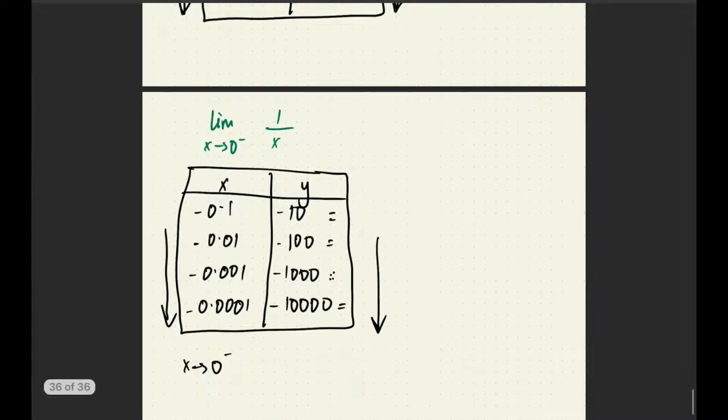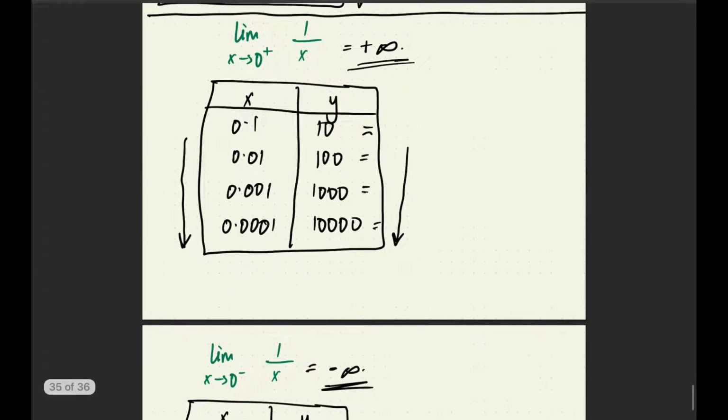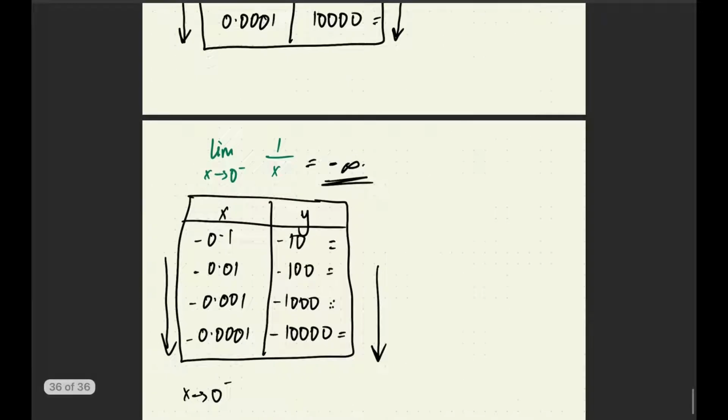So in this case, what we can say is that this limit as x approaches 0 from the left-hand side is equal to minus infinity. What this means is that as we're approaching 0 from the left-hand side, the y values get smaller and smaller without any bound. When the y values are getting bigger and bigger, we say that the limit is equal to positive infinity. When the y values get smaller and smaller, the limit is equal to minus infinity.